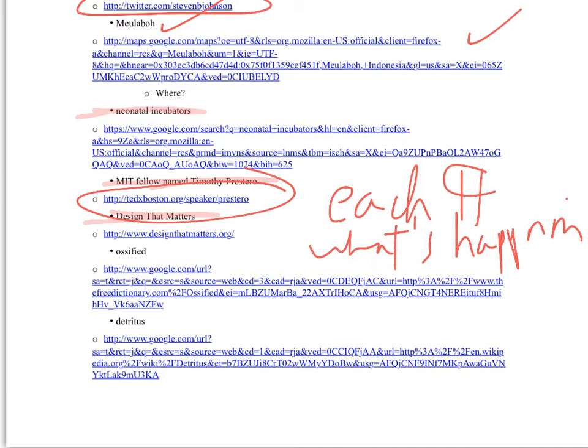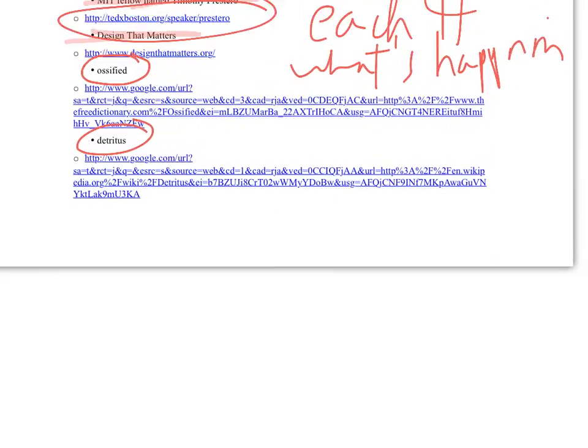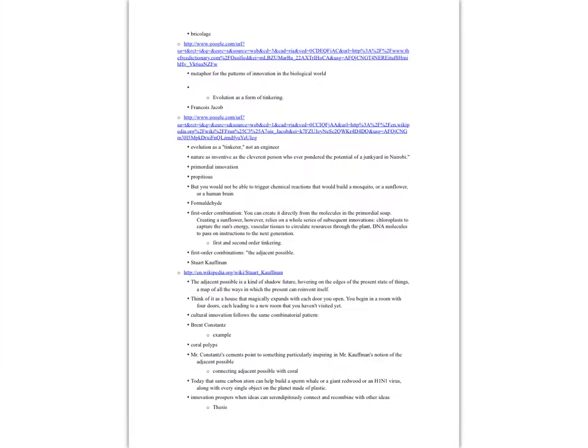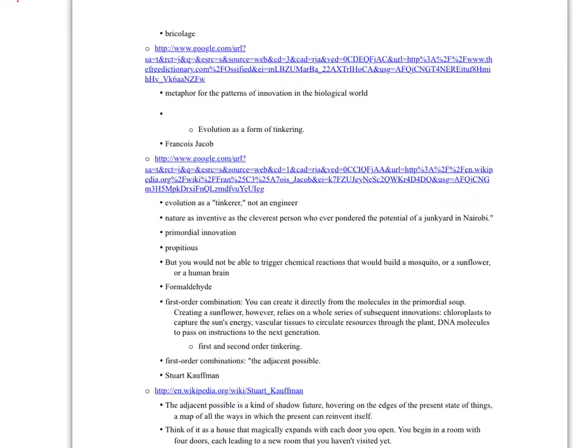Of course, all along the way, what does this word mean? What does this word mean? These links will take you there. So that's the first page. Let's go to the second page. All right. Oops. We go on to the next page.